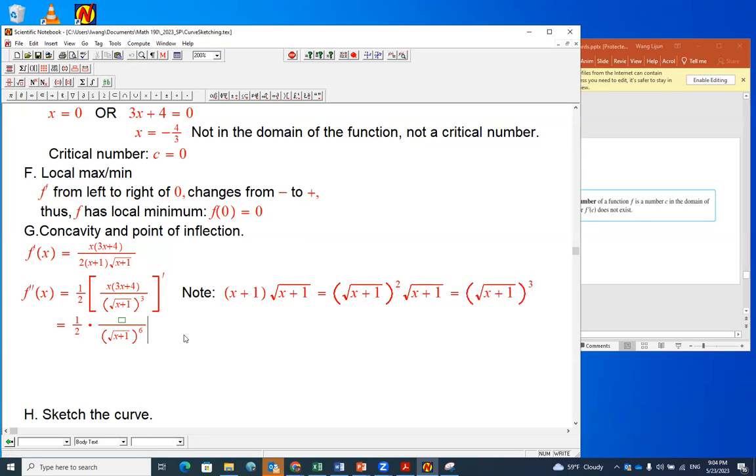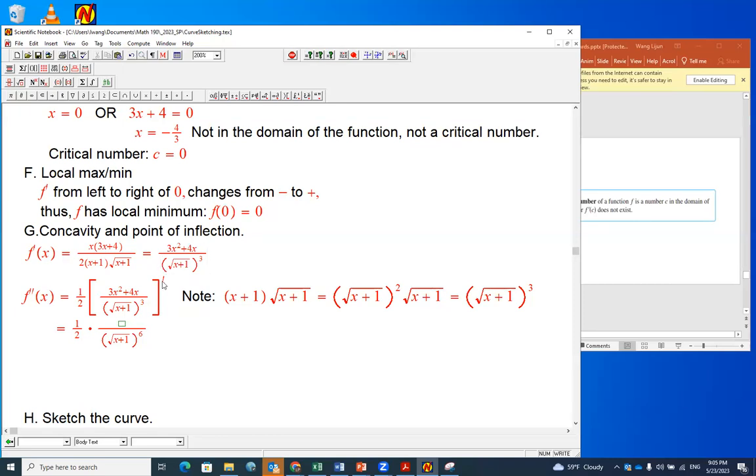Maybe we can make it simpler, okay? Now, taking the derivative of this piece, it might be easier if we just write 3x squared plus 4x. So that makes it easier to find the derivative, right? So let's write it in this form, just like that. Okay, so that was the 2. We're going to use this form to differentiate the first order derivative.